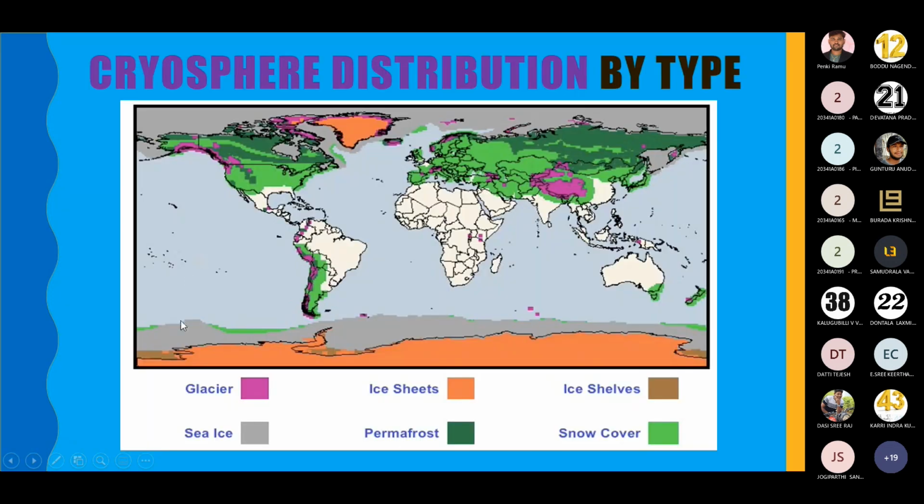So this is how different components of the cryosphere are distributed over the world. You can clearly see, when it comes to India, we have only snow cover and this pink region. Pink region means glaciers. So the Indian Himalayan region constitutes two different components of the cryosphere. The first component is the glacier and the second component is snow cover. And when we look at other parts of the world, we have permafrost, glacier, sea ice, snow cover, different things present.